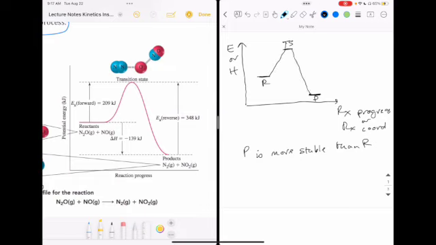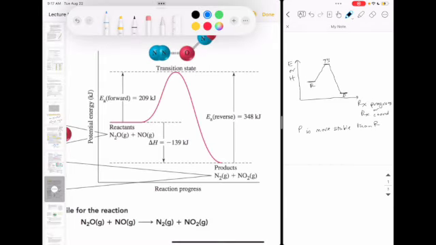In addition to that, you see some numbers. So I want to point out what the meaning of those numbers are. So the first number you see is 209 kilojoules and it says EA forward. So that number actually represents your activation energy. So the reactants must collide with a minimum of 209 kilojoules before your reactants can form the transition state. We call that the forward activation energy because it represents how the reactants go to the transition state.